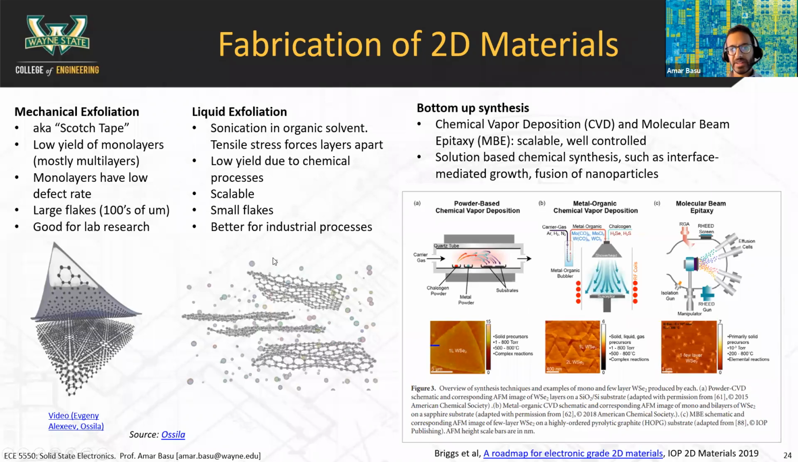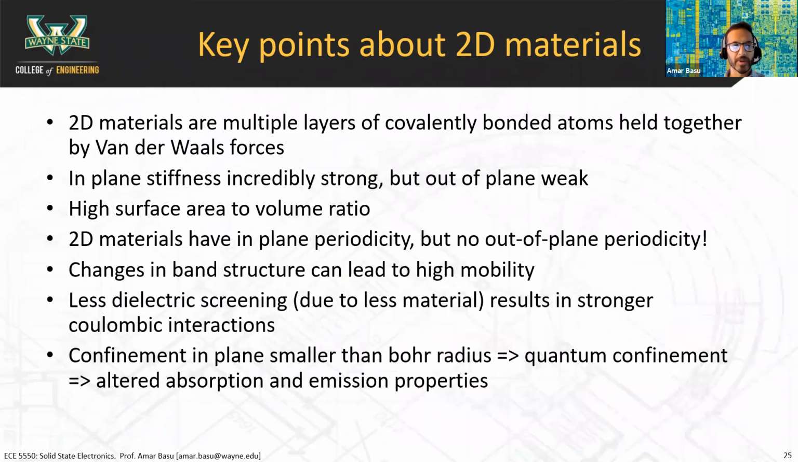Okay, so we talked a little bit about how some of the two-dimensional materials are fabricated. We also talked about how three-dimensional materials are fabricated. Some of the key points about 2D materials: 2D materials are multiple layers of covalently bonded atoms that are held together by van der Waals forces. So think about it as a bunch of sheets that are stacked on each other, and those sheets are held together by van der Waals forces. The sheets are incredibly stiff in one direction, so if you try to pull the sheets in this direction, it's very hard to rip the sheet. On the other hand, the out-of-plane stiffness is very weak, so you can fold the sheet very easily.